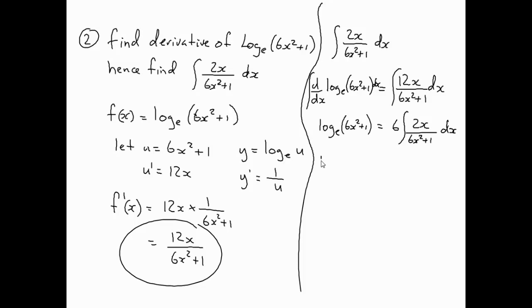Divide both sides by 6. And that equals the antiderivative with respect to x. So the derivative didn't come out exactly to be what we were looking for, but not much had to change to make it into what we were looking for. Okay, that's integration by recognition.